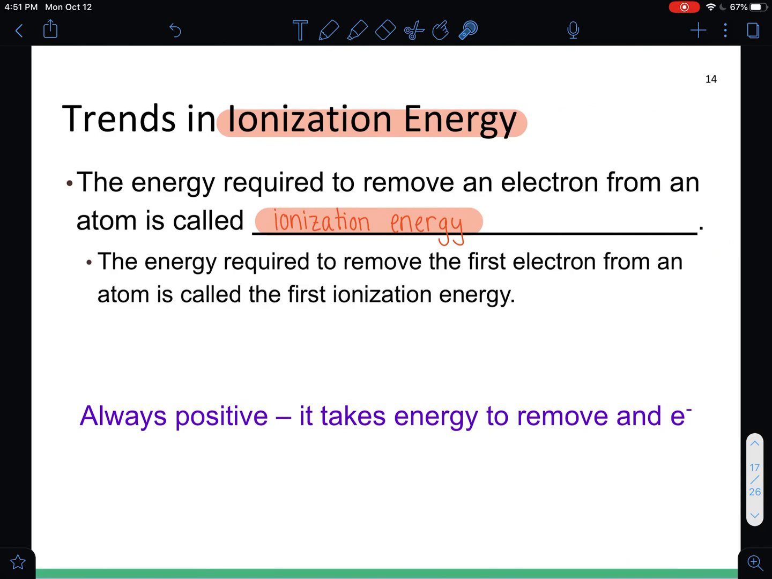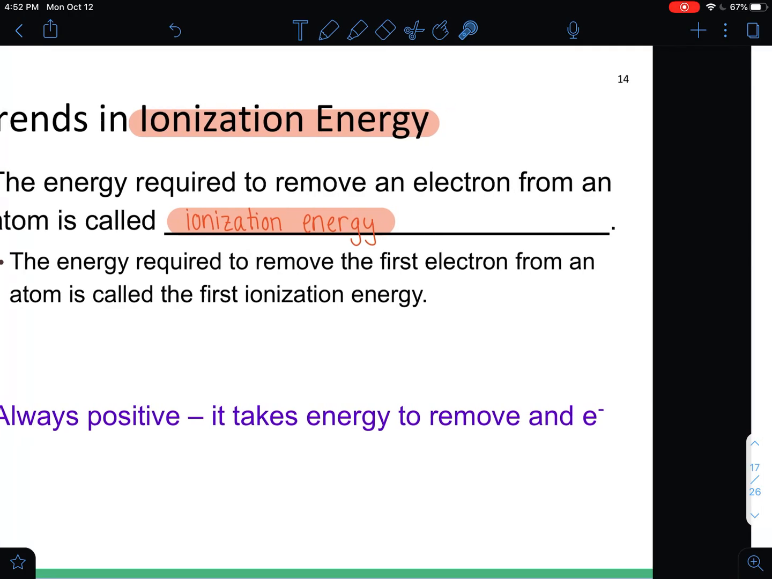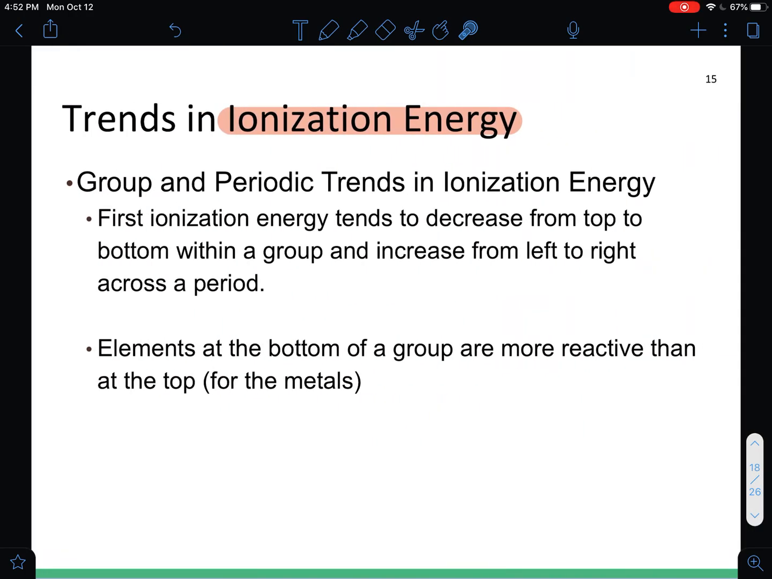All right, now trends in ionization energy. So ionization energy is the energy required to remove an electron from an atom. And this is always positive because it does take energy to remove an electron. Okay, so groups and periodic trends in ionization energy.